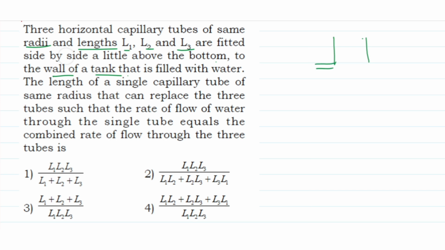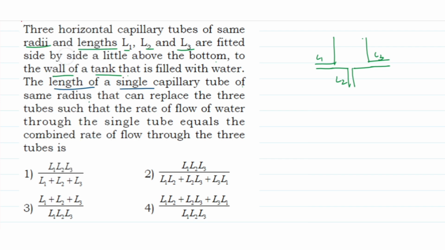One capillary tube you take like this, here there is a base. Another capillary tube you fix like this, and one more capillary tube you fix like this. Here the lengths are given as L1, L2 and L3. All the radii you can take as r. Now instead of these three, you are going to replace them with one more tube of the same length.